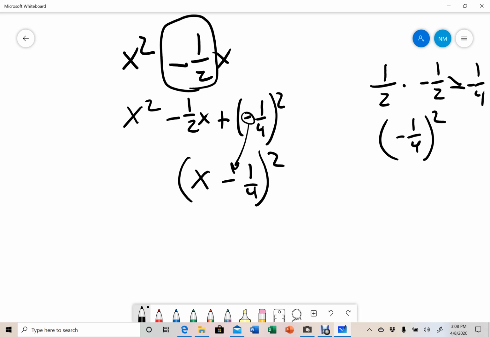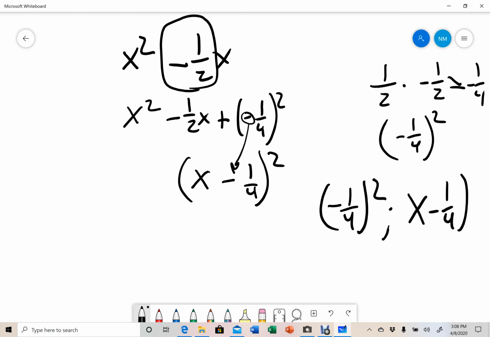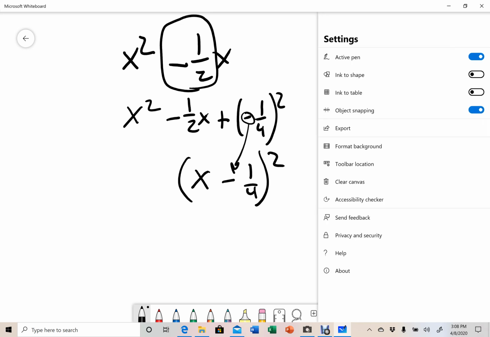So we factor. My answer then would be negative 1/4 squared and (x minus 1/4) squared. Okay, so this would be my answer. Hopefully that's clear enough for you. It's a very, very easy method here that we're talking about.